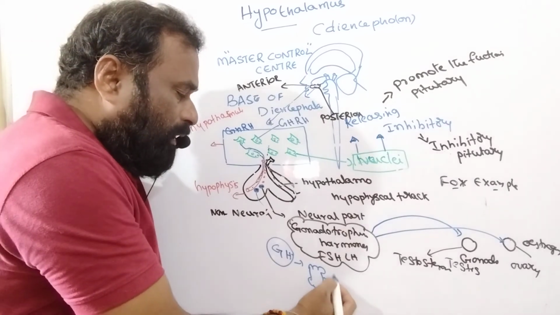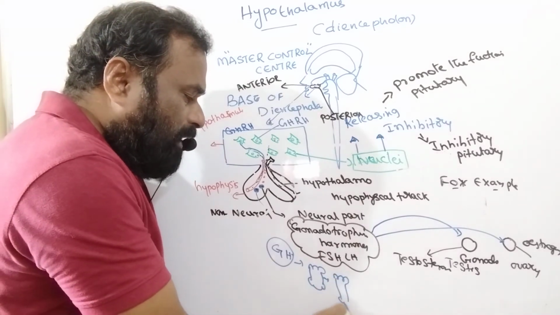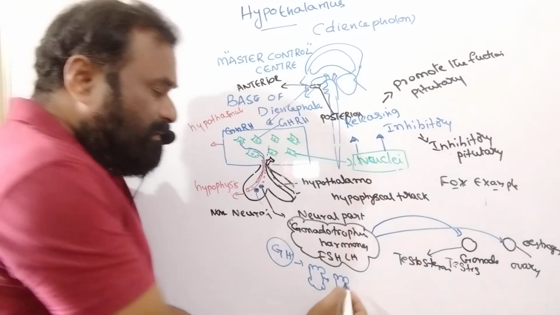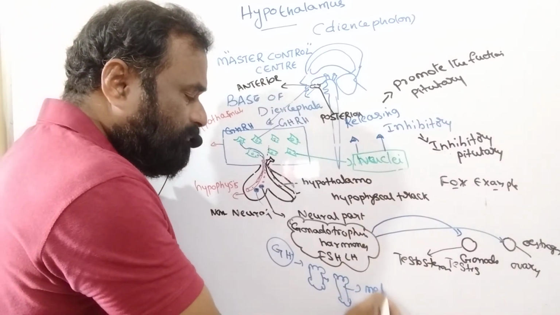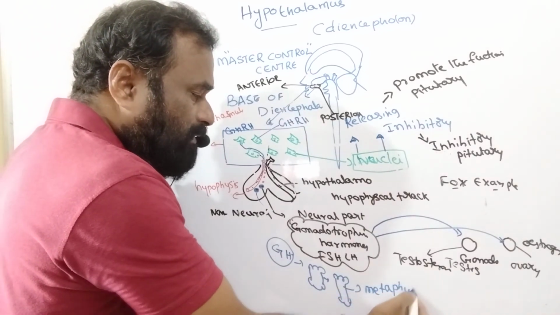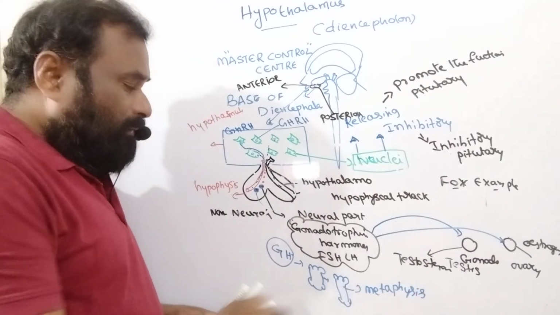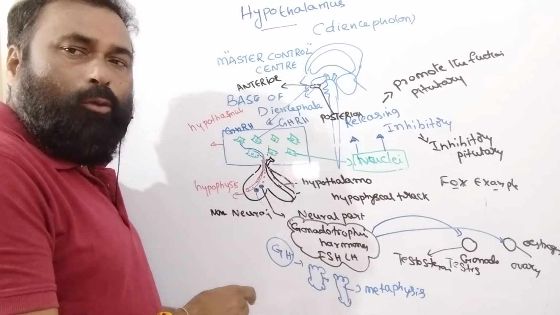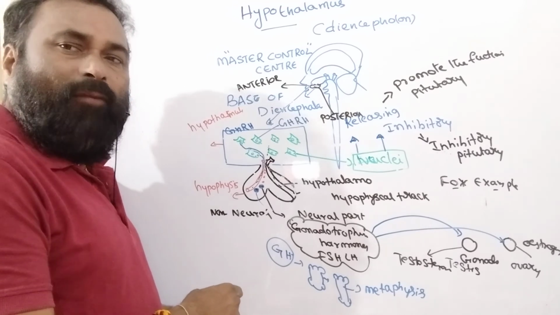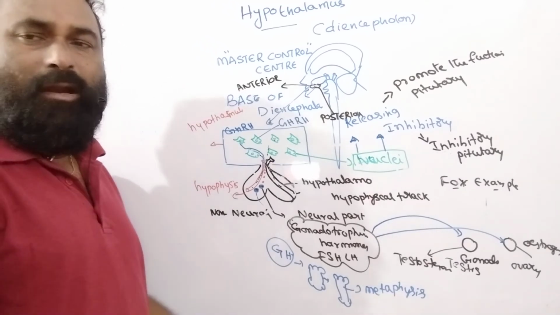It works over, for example, bone. It works over the metaphysis. This is the metaphysis, and it causes the prolongation of bone. Before that, it activates insulin-like growth factor of the liver. There is a sequential order.